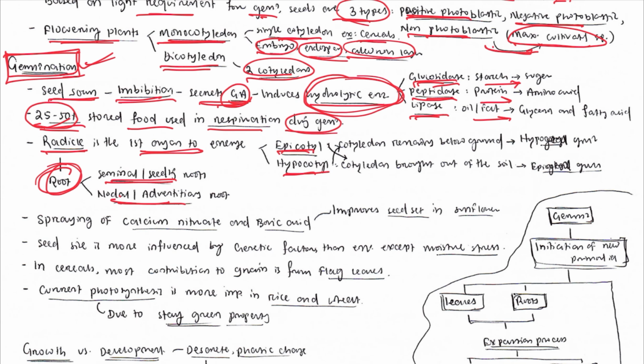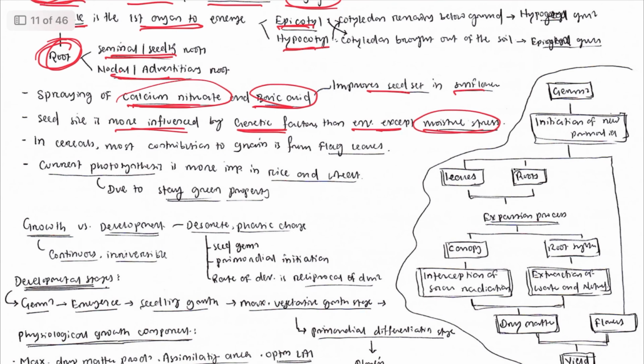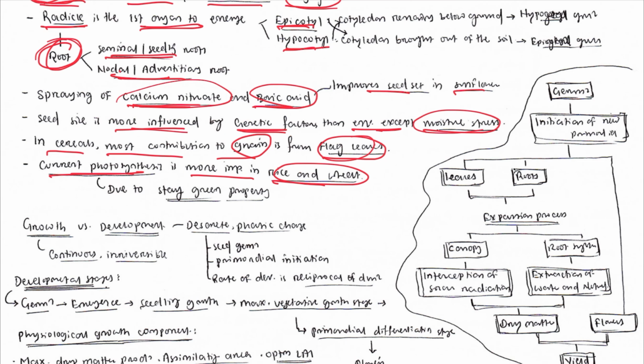Okay, now some chemicals are also used to improve seed set in sunflower, like boric acid and calcium nitrate. Seed size is more influenced by genetic factors than environmental ones, except moisture stress. If there is moisture stress, then seeds will shrivel and their size decreases. In cereals, most of the contribution to grain is from flag leaves. Around 52% of photosynthesis in cereals is contributed by the flag leaf. Remember this point: current photosynthesis is more important in rice and wheat. So that's why the stay green property of rice and wheat has significant importance, right?